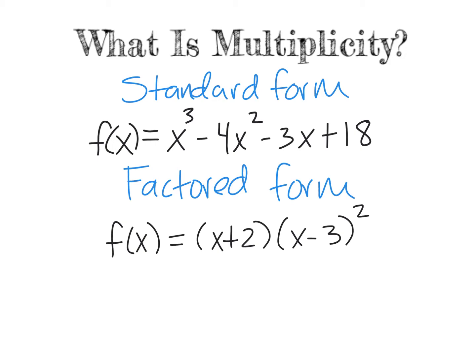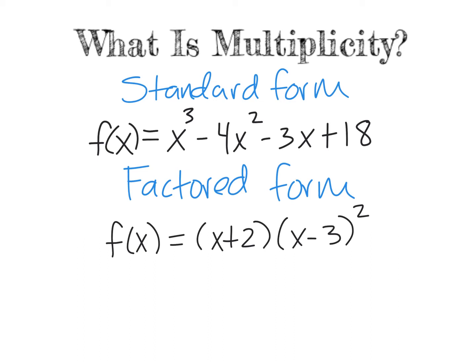What is multiplicity? If you look here, we have a cubic function in standard form: ax cubed plus bx squared plus cx plus d. If we were to write the exact same equation in factored form, we would now be able to see the roots, or the x-intercepts, as part of the process. You would just set each factor individually equal to 0 and solve for x. Factored form allows us to see the multiplicity of the roots.